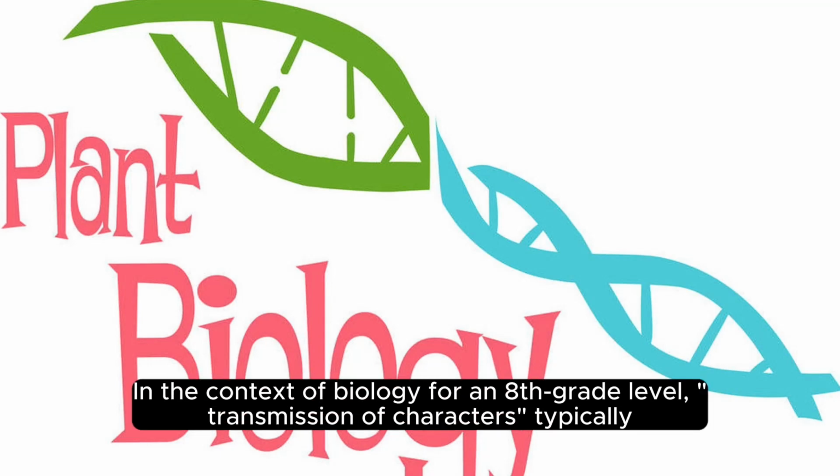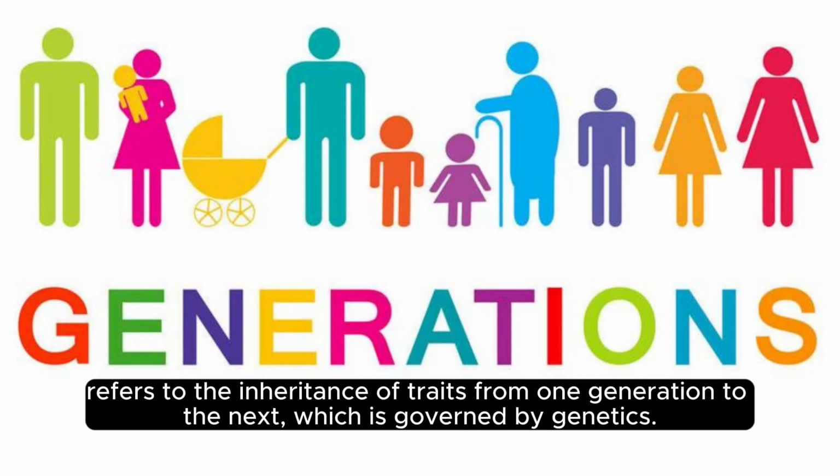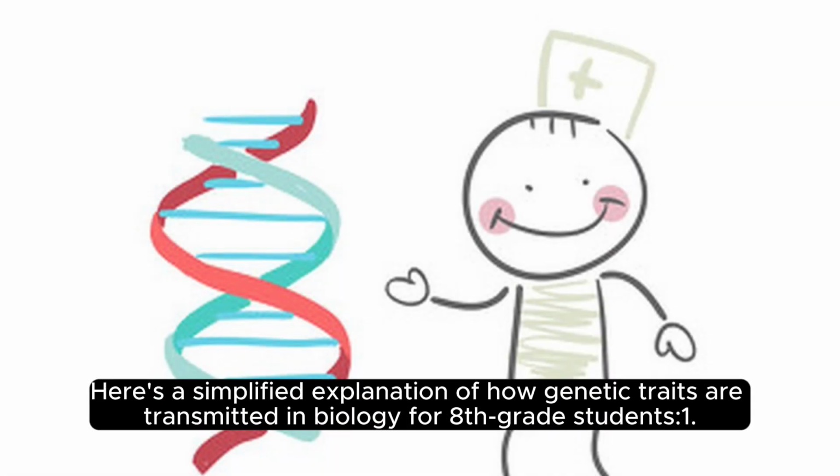In the context of biology for an 8th grade level, transmission of characters typically refers to the inheritance of traits from one generation to the next, which is governed by genetics. Here's a simplified explanation of how genetic traits are transmitted in biology for 8th grade students.